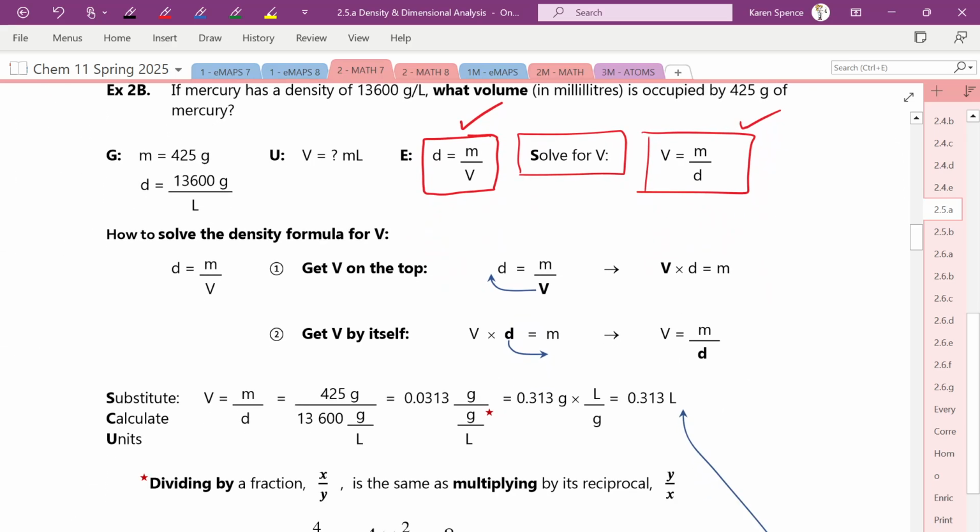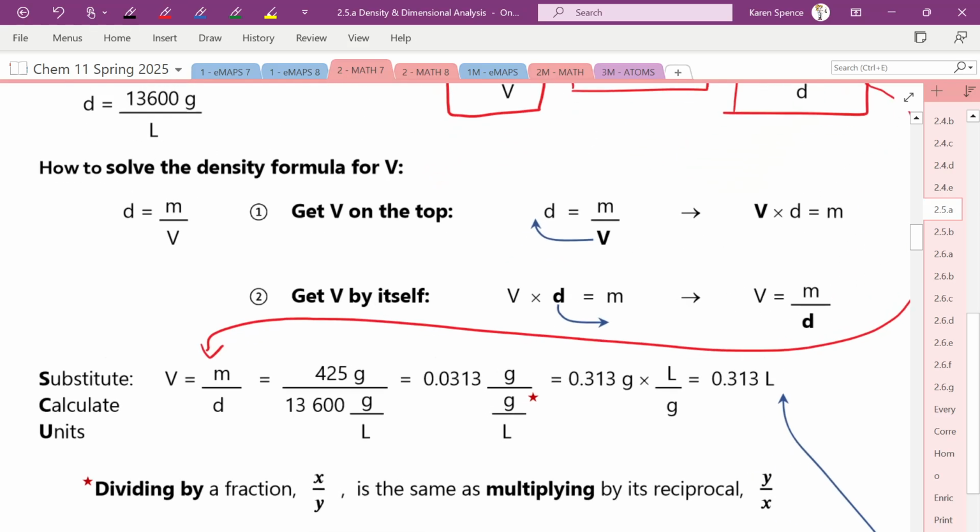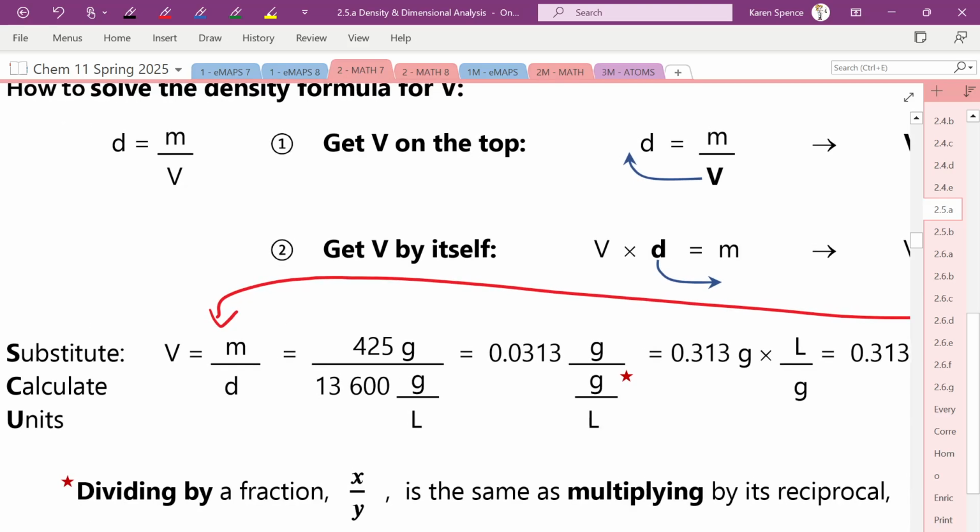Okay, there's a lot of blah, blah, blah. And then at that point, you start substituting things in. I don't know why I've got so many words on this page. I'm very sorry. Okay, so then we substitute in. What is my mass? It is 425 grams. What is my density? It is 13,600 grams per liter. Now you would want to show that those cancel out.